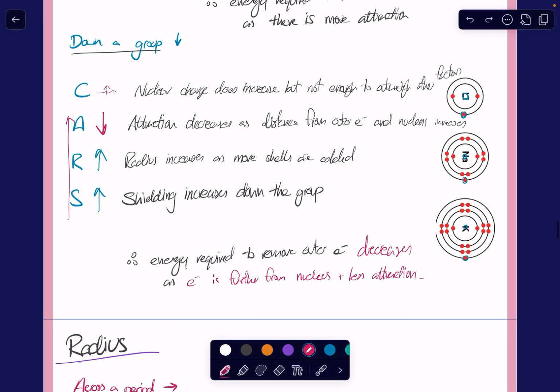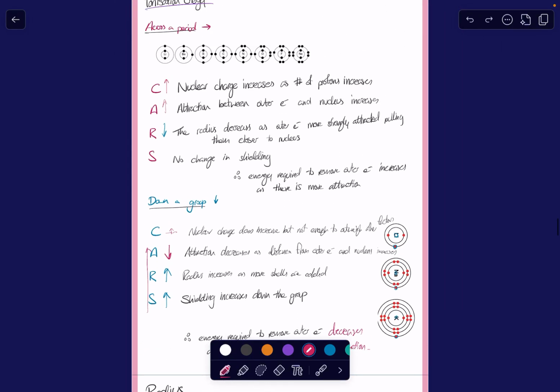This is how I would write it in an exam, with the C, the A, the R, the S, the arrows, and the summary words, and then the therefore. It doesn't need to be full sentences. Bullet points works. To make your life easier, this is the skill we need. Now that talks about ionization energy.